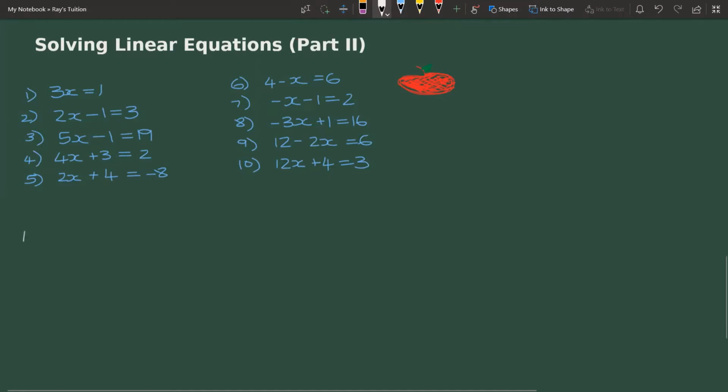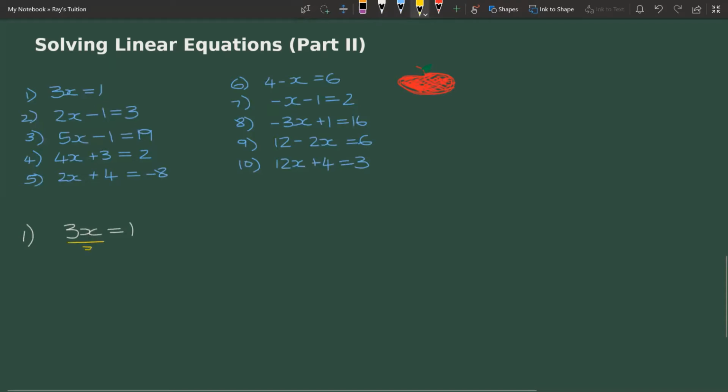So the first one is 3x is equal to 1. Now, in this video, the x has a coefficient. Before, the power was 1, so we just needed to get x by itself by adding or subtracting whatever was with the x. But in this case, the coefficient is not 1. So we would like to get x by itself, and how we would do that is by getting rid of the coefficient. So what we're going to do is divide both sides by 3.